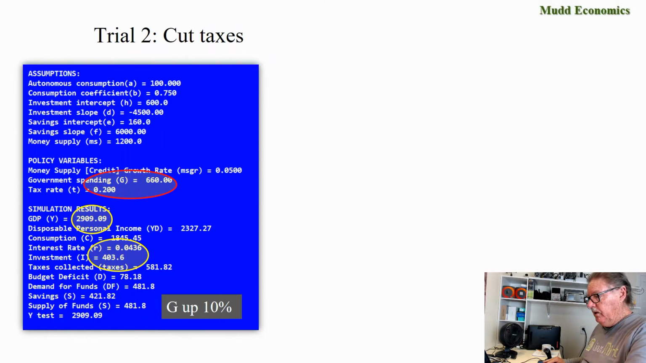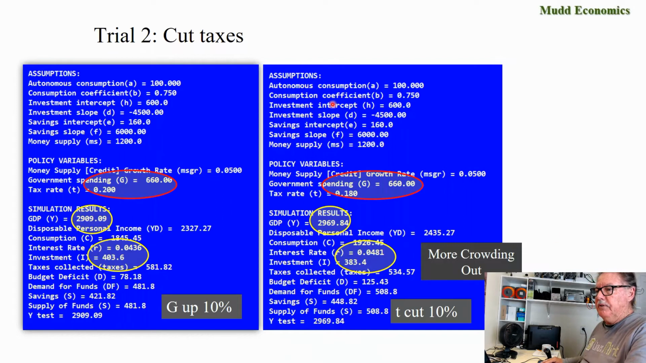So now we're going to cut taxes at the same time, and so we cut the tax rate from 0.2 to 0.18, 20% to 18%. Now we have an additional pop in GDP, so this is very stimulating to GDP, but now the interest rate has risen another 50 or so basis points, a little bit less than that, and now investment has really been clobbered. It has dropped from its original value of 420, I think it was, to 383.4, and therefore we are looking at even more crowding out.